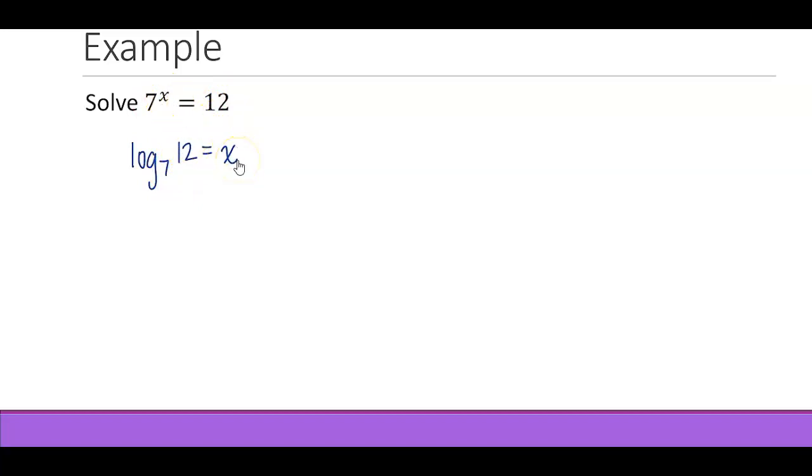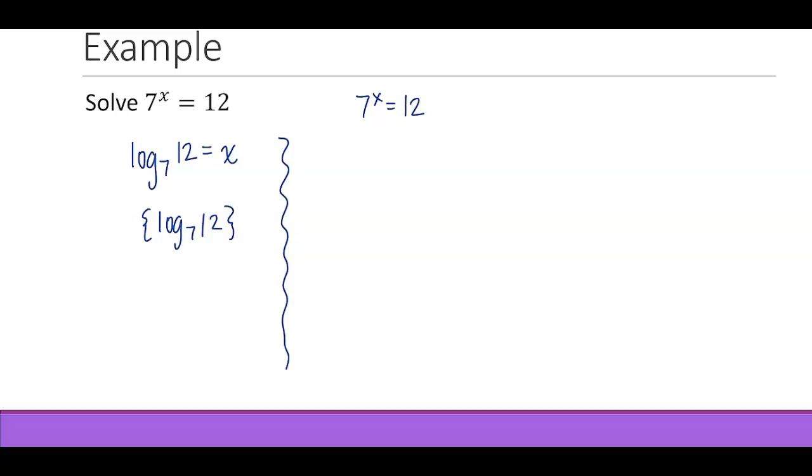So there we have it. X equals log base 7 of 12. That's the answer, and that's one way of thinking about it, log base 7 of 12. Now I'm going to present you with different ways to solve this exponential equation. So I'm going to go ahead and rewrite 7 to the x equals 12.